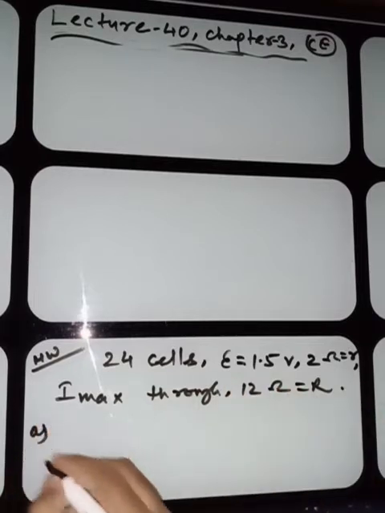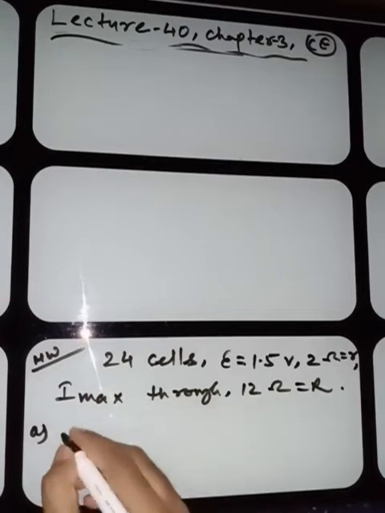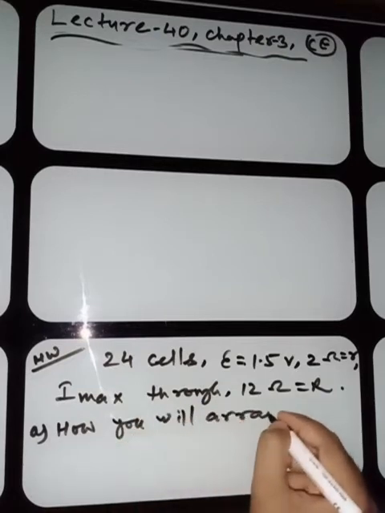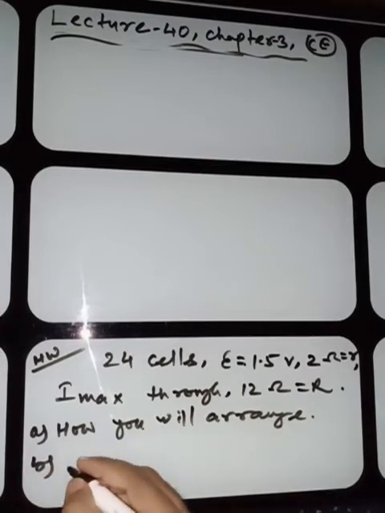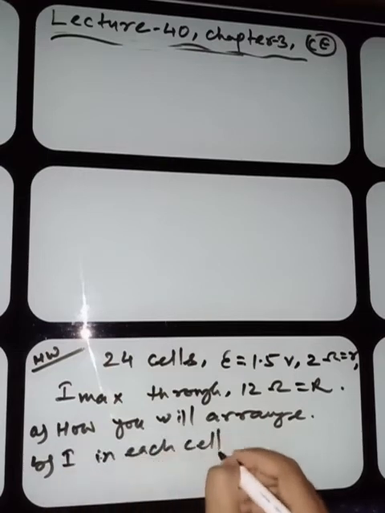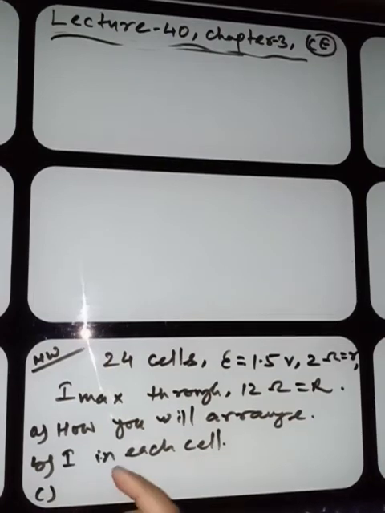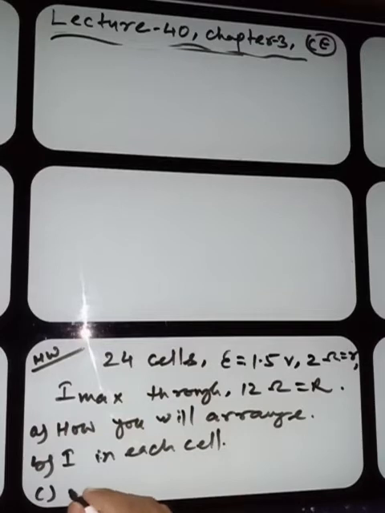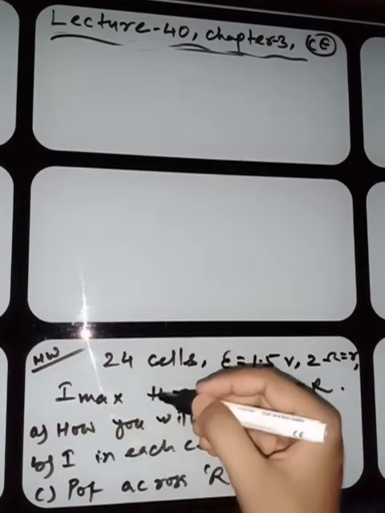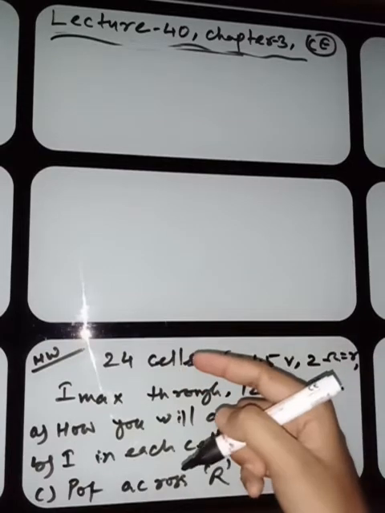Now you have to find how they are to be connected, how you will arrange. The first one. The second one, I am asking, find current in each cell. And the third question, you have to find potential across the external resistance R. Okay, my dear student, so this is your homework. Try to solve this homework and you will give it in the group as soon as you solve this question.